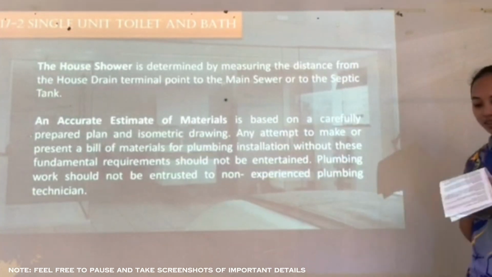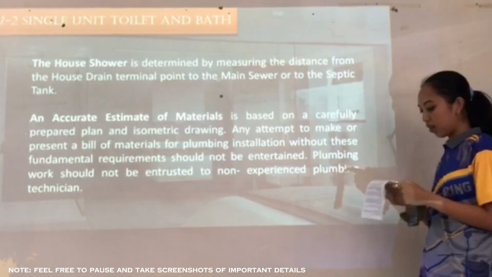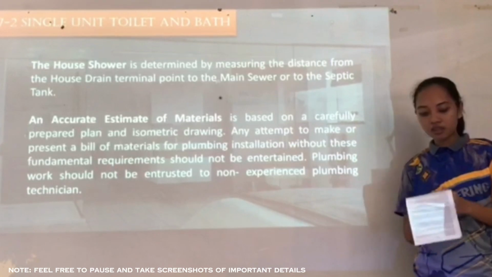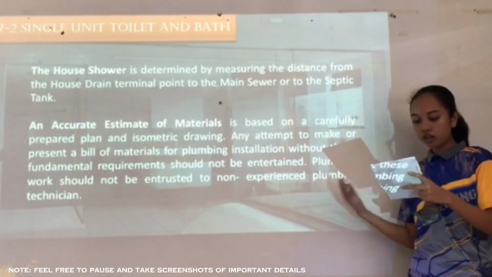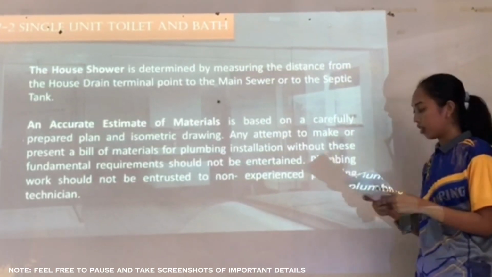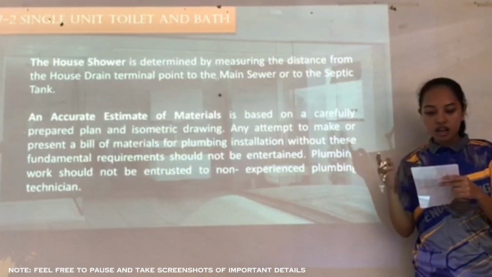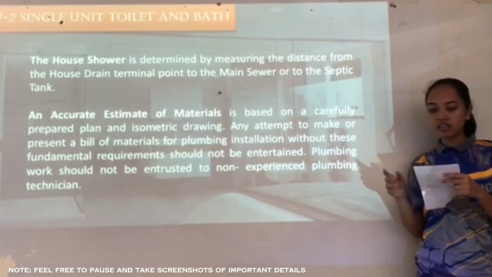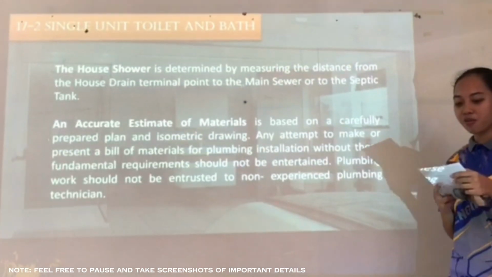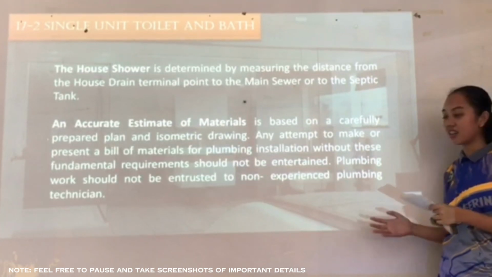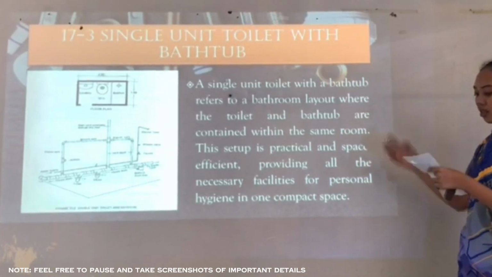So additionally, it emphasizes the plumbing plan should be based on a carefully prepared layout and isometric drawing. This level of detail is essential for a comprehensive understanding of the materials needed and the overall feasibility of the installation. Attempting to create a bill of materials without these fundamental requirements is not recommended, as it can lead to issues down the line. And entrusting plumbing work to experienced professionals is highly recommended. Next.